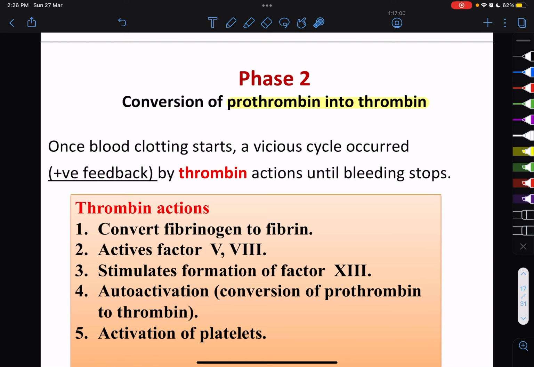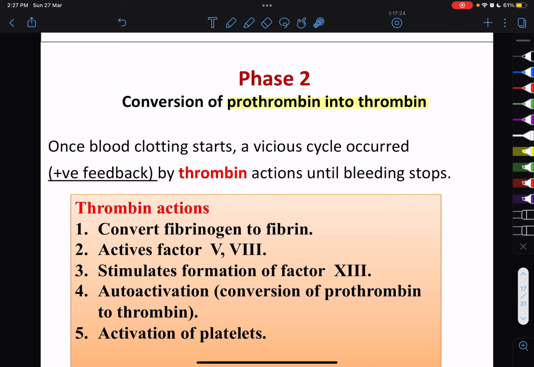It also has a stimulatory effect on factor number 13. Maybe it's not shown in the diagram. Is it there in the diagram? No. Okay. But it also has a reinforcing, or factor 13 stimulating, effect. Okay? Mind it, it's important.